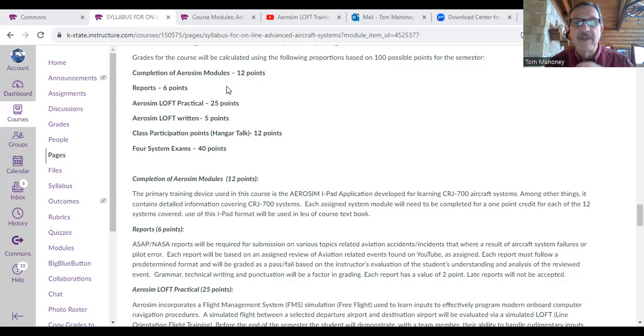Then we'll have a little bit of an AeroSim Loft written test. Think of that kind of like your final oral before we send you to the next class. And we also have what we call class participation points in the form of Hangar Talk. That's worth 12 points. Hangar Talk is kind of an interesting concept I came up with.